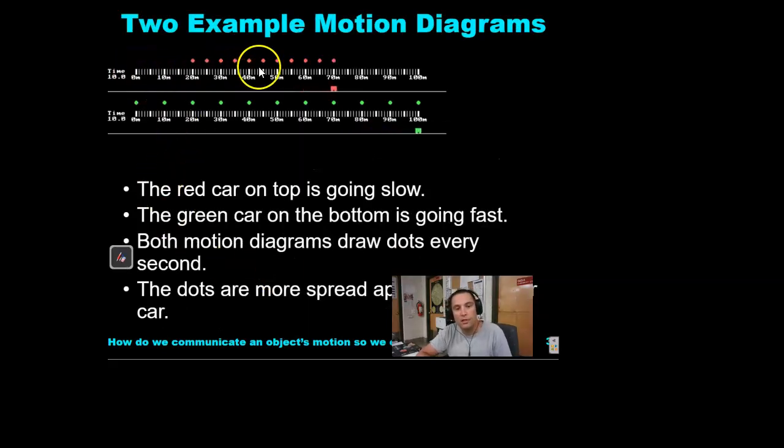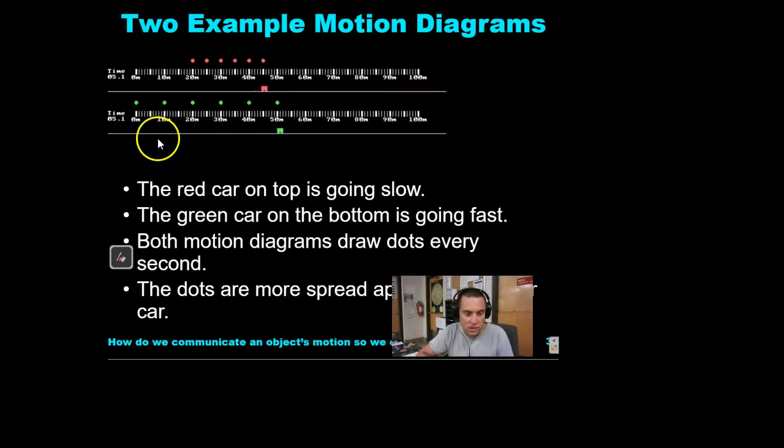So here we go. We have our number line with equal spaces, and then in this simulation, as the red car is going, a red dot is being dropped every 1 second. Boop, boop, boop. Same thing for the green one. Let's start it over. Boop, boop, 1 second.